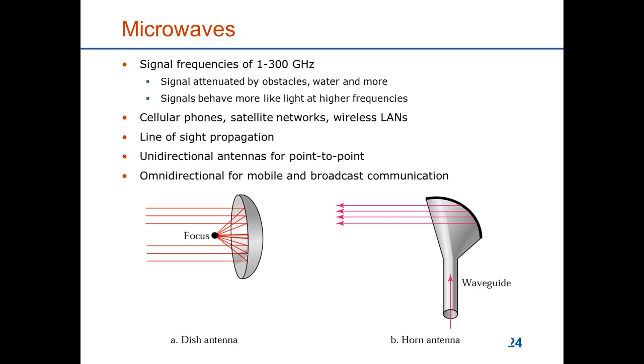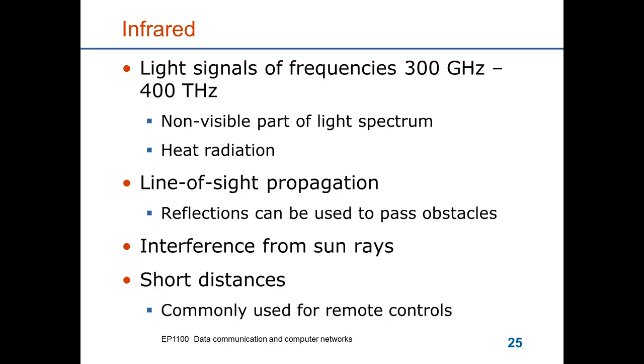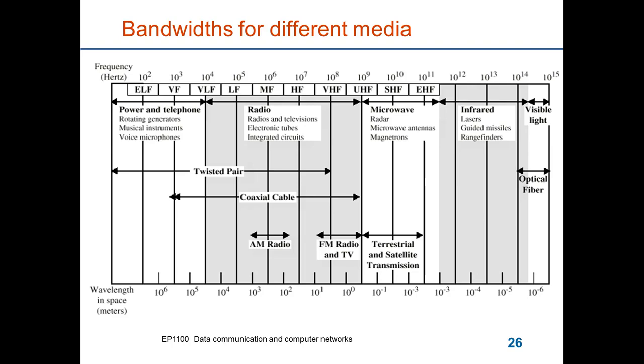Infrared light signals have frequencies from 300 GHz to 400 THz, so they belong to the non-visible part of the light spectrum. It's basically heat radiation. Here again, we have line of sight propagation, but reflections can be used to bypass obstacles. There's interference from sun rays, since it's heat radiation, and this communication is often used for short distances, for instance for remote controls.